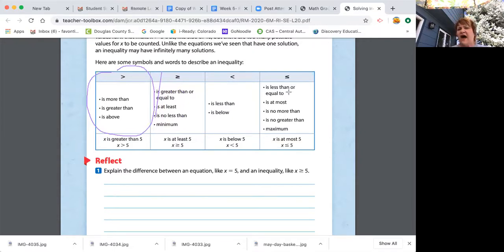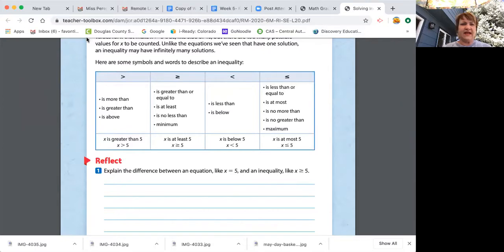But you can hear a lot of things like is at most, is no more than, is no greater than, the maximum. Those are other ways you're going to hear these things labeled with inequalities. We are very used to saying is greater than or less than, but how about is below, or is no greater than something, or the maximum.